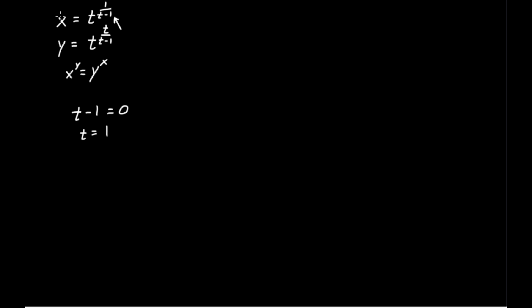So it's meaningless to ask what is the value of the xy pair when t is precisely equal to 1. However, we can ask what happens to this xy pair when t approaches 1 in the sense of limits. So what we're asking is, what is the limit as t approaches 1 of this x equation here? And let me just copy that down. What is the limit as t approaches 1 of t to the power of 1 over t minus 1?